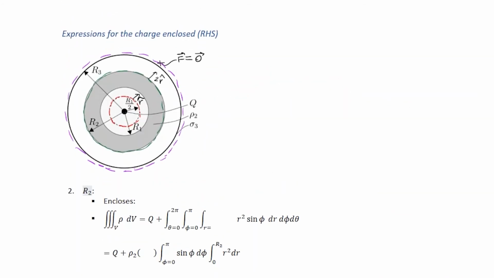For the second surface, we do the same kind of integration of rho, but there is a difference. In the first Gaussian surface, there was only one kind of charge, which was this Q. In this green surface, there are two kinds of charges. There is this Q here, and there is this uniform shell.